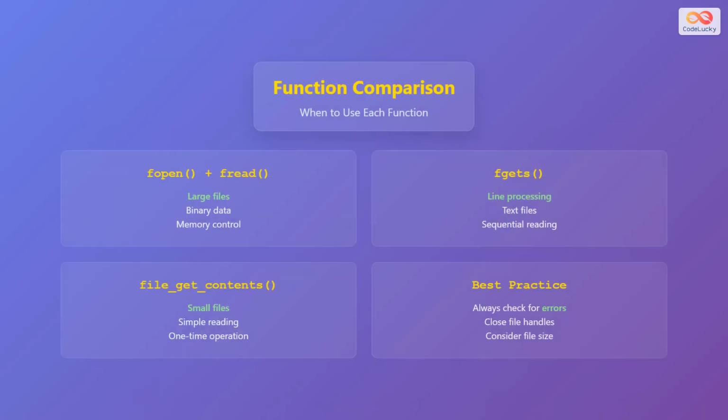Let's compare the functions we've discussed and consider when to use each one. The fopen plus fread functions are best for large files, binary data, and memory control. The fgets function is best for line processing, text files, and sequential reading. The file_get_contents function is best for small files, simple reading, and one-time operations. Finally, let's consider some best practices. Always check for errors, close file handles when done with file operations, and consider the file size when choosing a function.